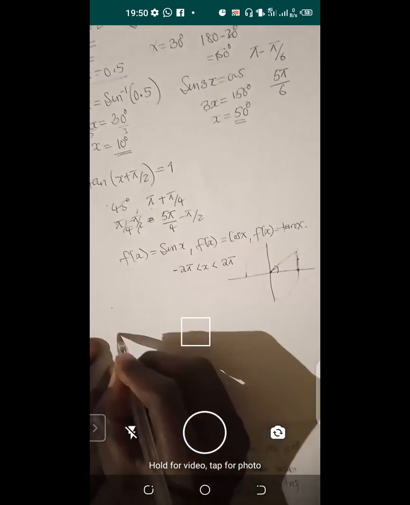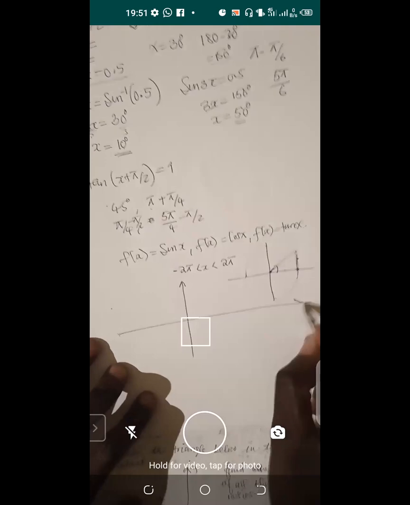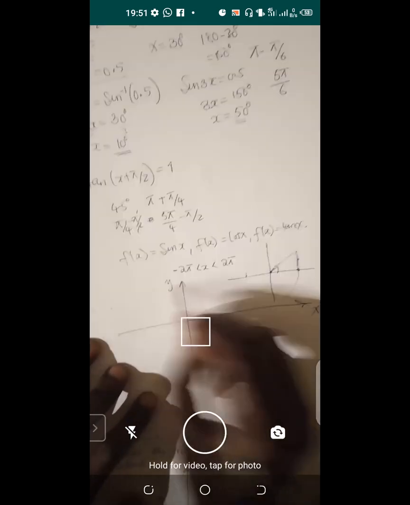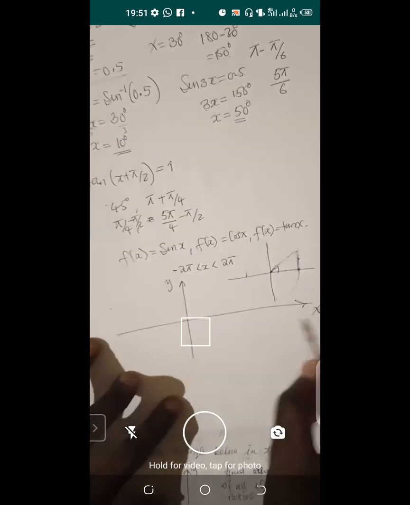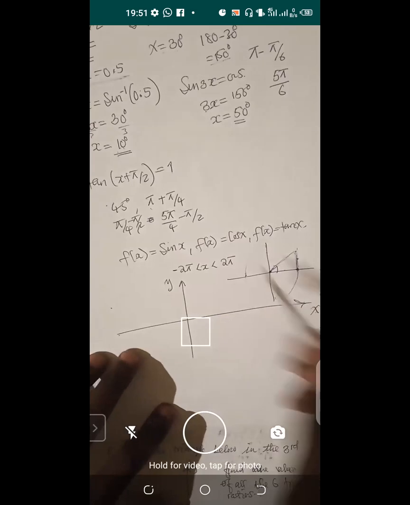Having said that, the sine function has a graph that looks something like that. So you have your x and your y. Your x values are going to be the angles, and your y values are the values of the function.